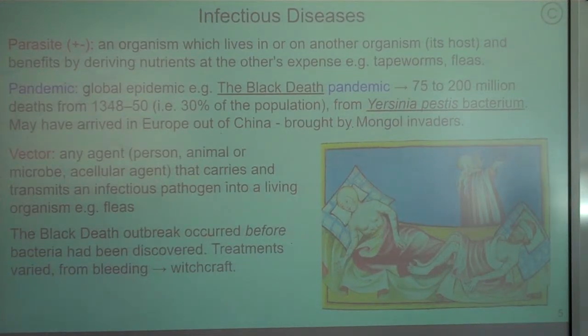So, for example, tapeworm. Tapeworms live inside the organism. Fleas get a bit of blood on the outside. Not particularly an issue, but the pandemic, which is a global epidemic, which is an epidemic where lots of people get affected by something. The Black Death resulted in, well, it's hard to know exact numbers, but up to 200 million people, a third of Europe died. About 30% to 60% of Europe. About a third of Europe, they reckon, died from a bacteria.